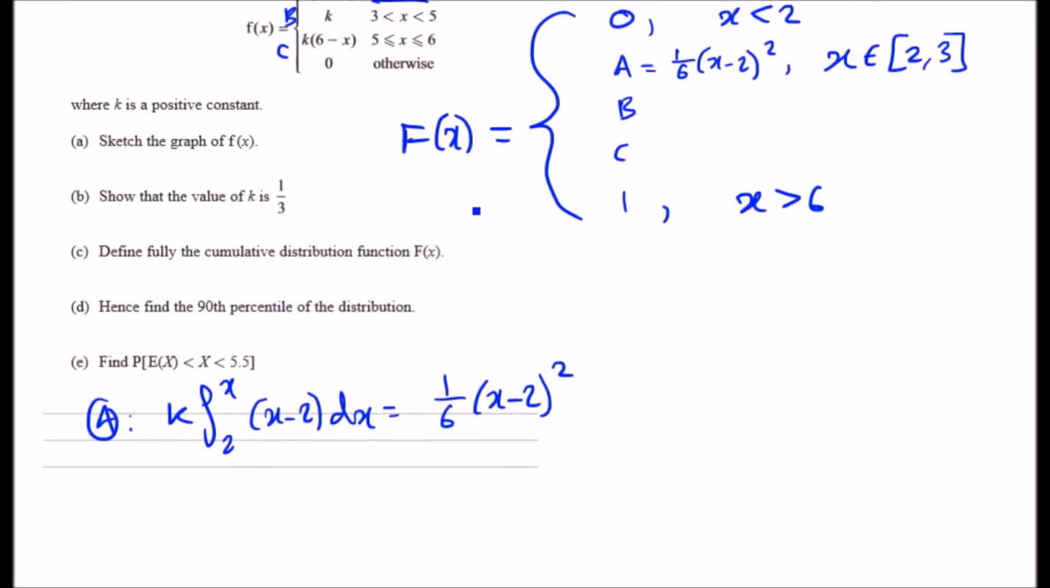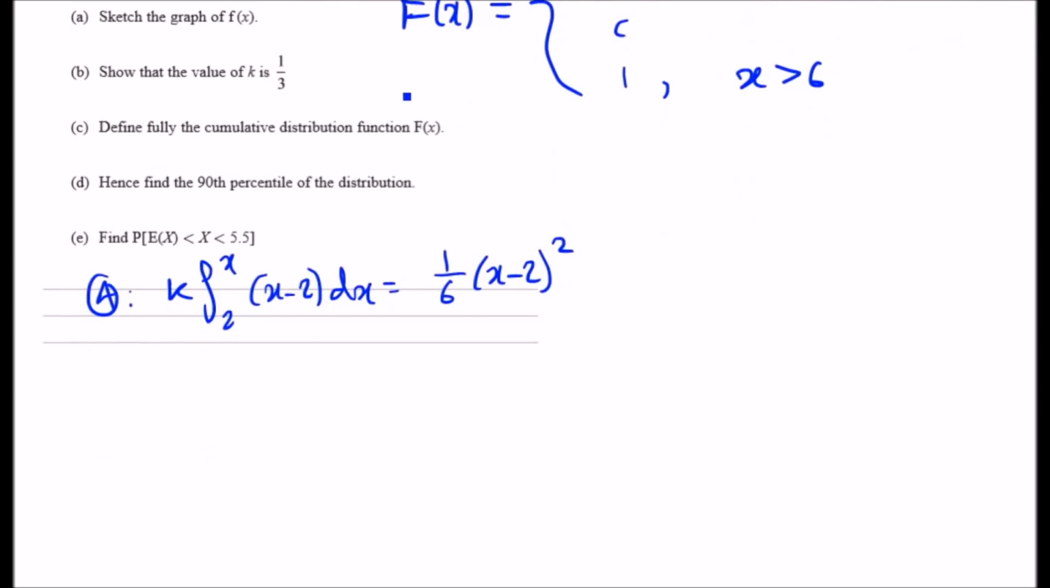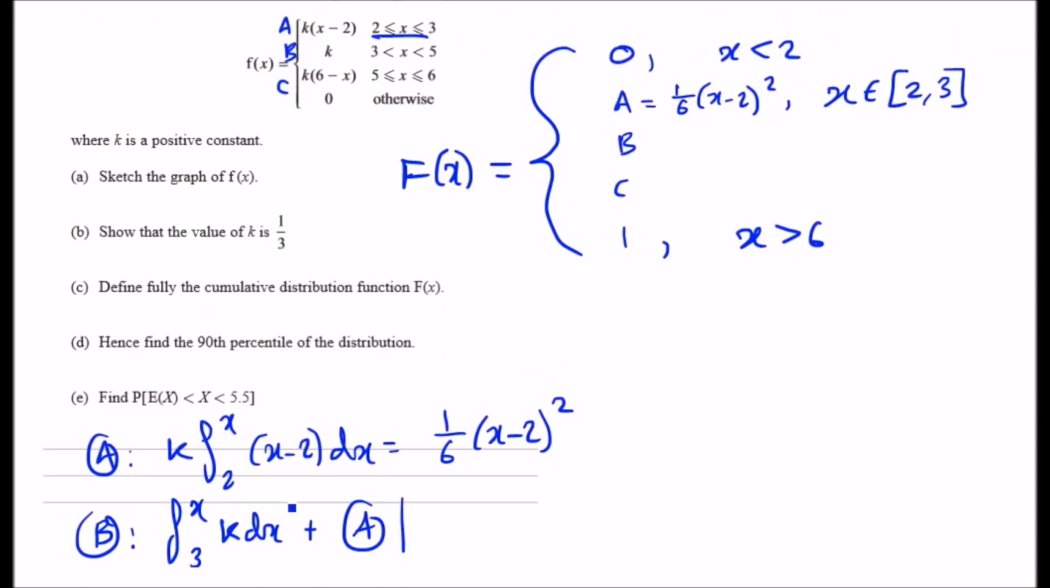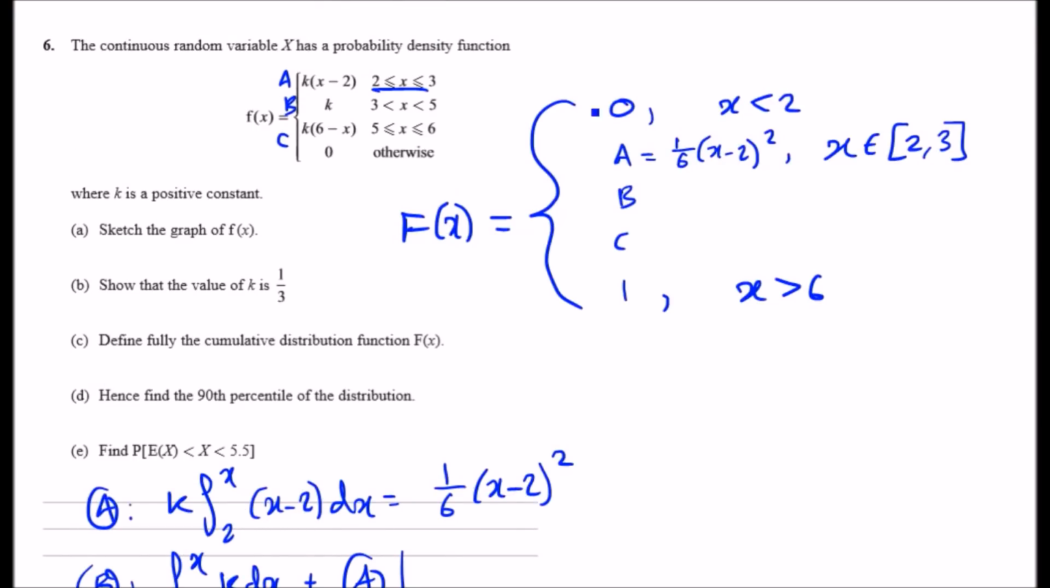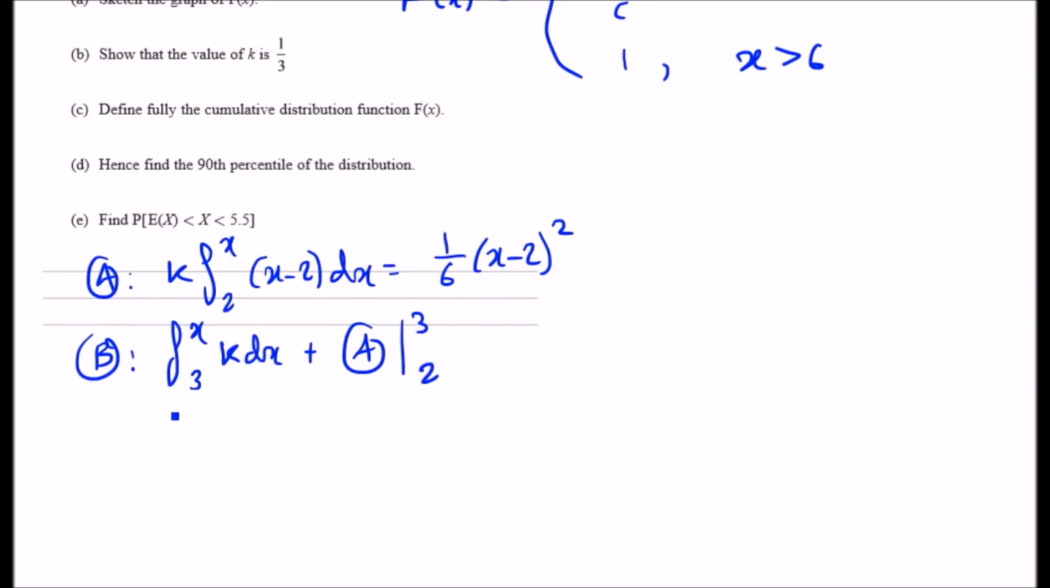Okay, now we do the second part. So let's integrate k from 3 to x. Same story as above. And for this one, we also need to add the previous term. So we integrate from 3 to x of k, plus we also add the value from a. Remember, in this case we're accumulating, so we need to add from the limits 2 to 3, not 2 to x. So just plug in x equals 3 here and 2 there, and you get a result. Anyway, doing this, what happens?